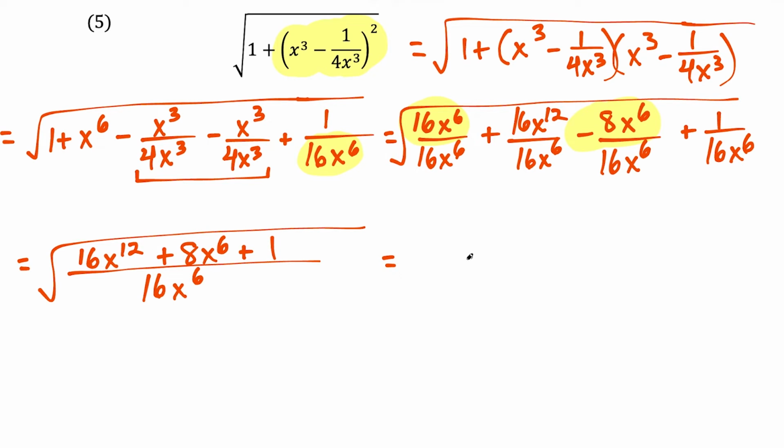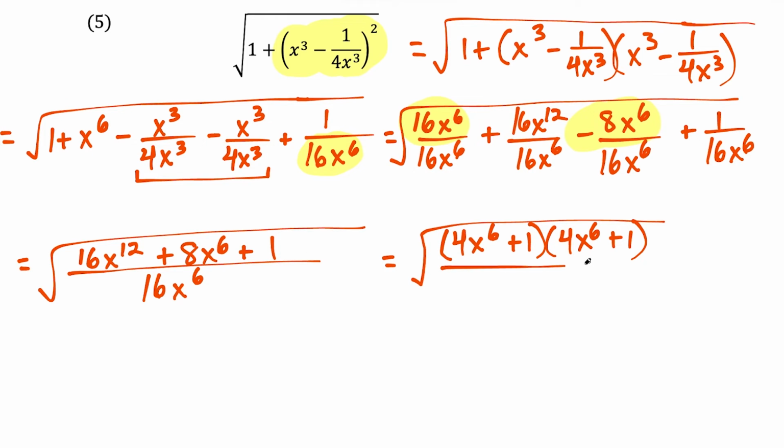So now it may not seem like we could do a whole lot more, but the polynomial on top we could actually factor very nicely. This factors to 4x to the 6th power plus 1 times itself. Okay, so we have 4x to the 6 plus 1 times itself. A quick check here: 4 times 4 is 16. x to the 6 times x to the 6 is x to the 12. When we distribute here, we get a 4x to the 6, but then plus another 4x to the 6 to make 8x to the 6. And then 1 times 1 at the end matches this. And this is all over 16x to the 6th power.